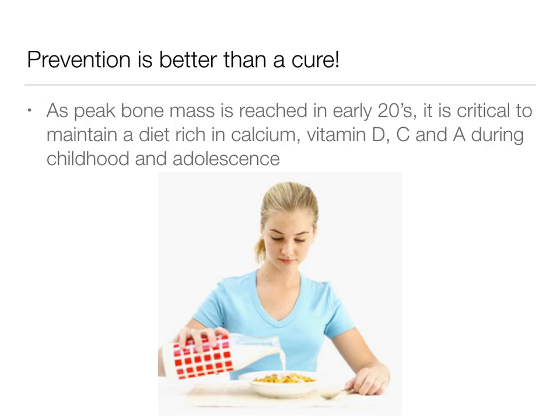With osteoporosis, prevention is better than a cure. As peak bone mass is achieved in the early to late 20s, it is critical to maintain a diet rich in calcium, vitamin D, C and A during childhood and adolescence.